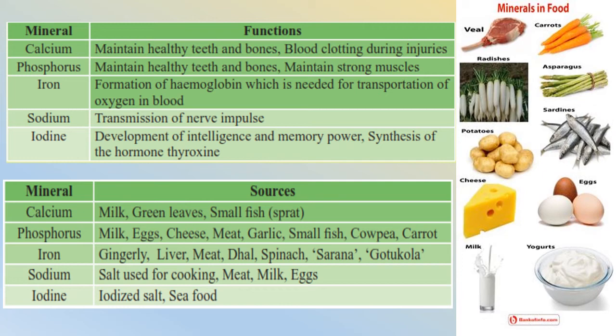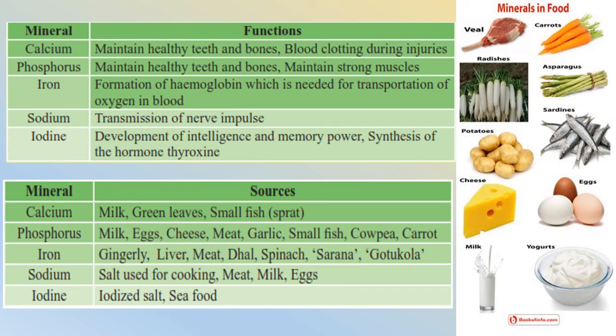So it will help to prevent the disease condition we know, the anemia. So iron is important to prevent anemia. So children, the foods that are rich in iron include chinjali, liver, meat, dal, spinach, sarana, gotukula. So they are the foods that are rich in iron.